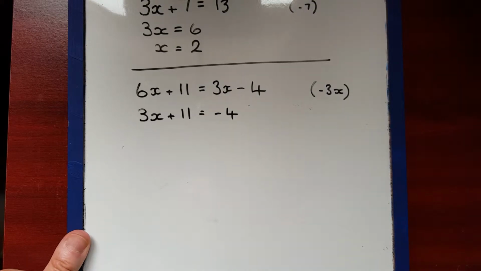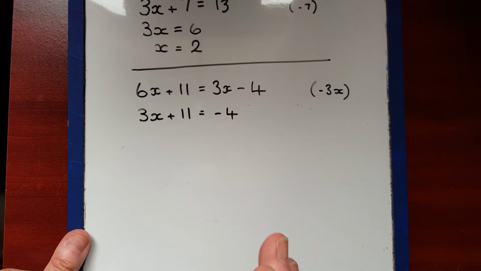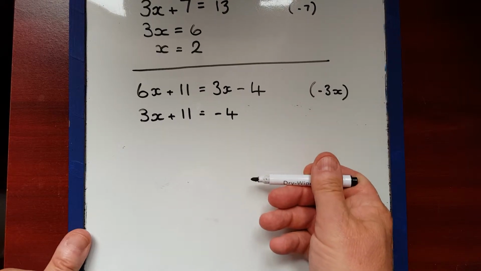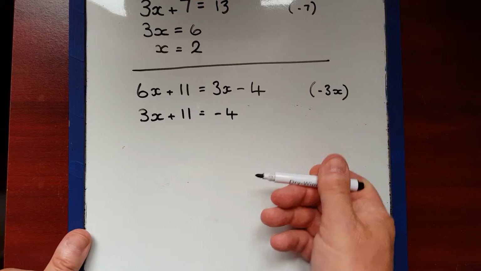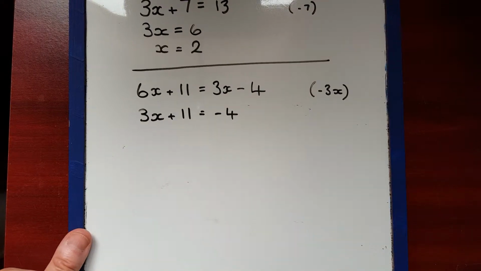Okay, we only move one thing at a time. That's important because if you start to move lots of things at any one time and it goes wrong, you can't go back and unpick your problems. If you move one thing at a time, you can go back and find out where you went wrong. Okay, so the x's are dealt with. Now we need to sort out the numbers.